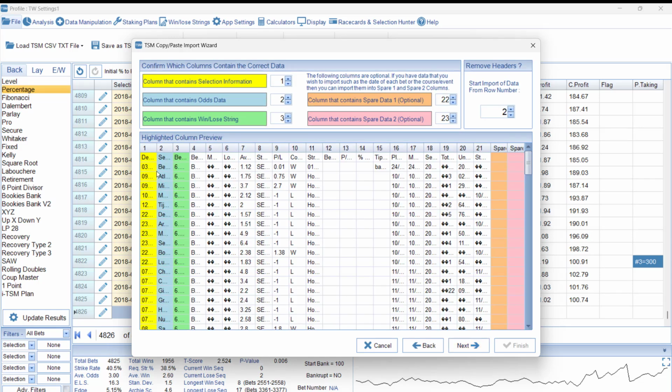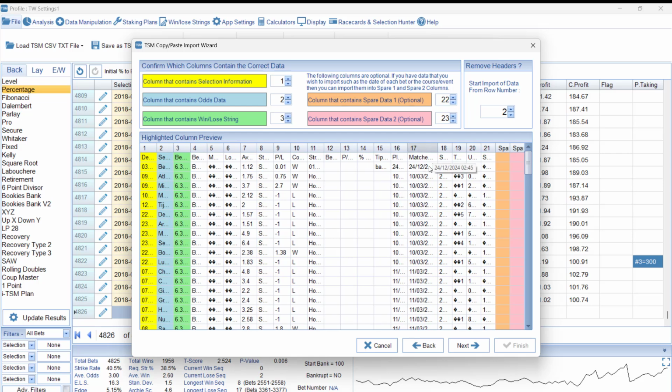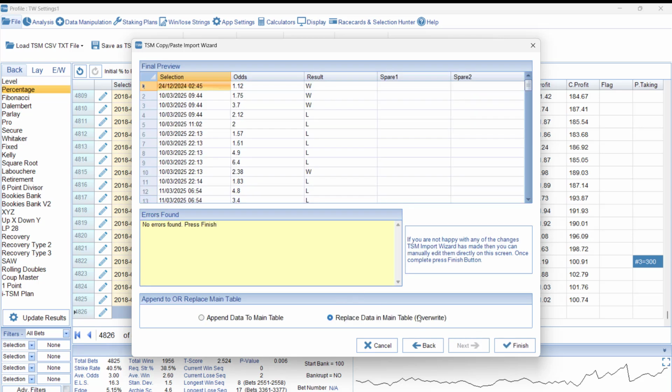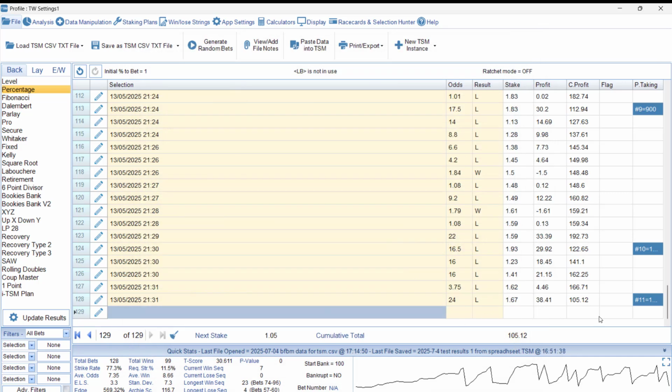So go to next. I want to use the match date as my selection name. I want to use the average odds, average price match, that's going to be the odds, and the win-lose string is that column I made, which is column 10. And then I can click next, replace the data in the main table, and we get our data here. Brilliant. And that is how you can import BFBot Manager data.